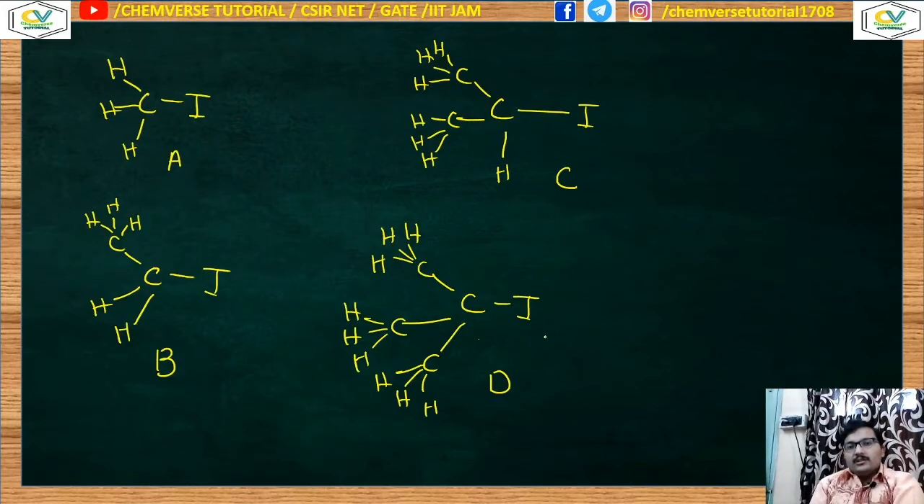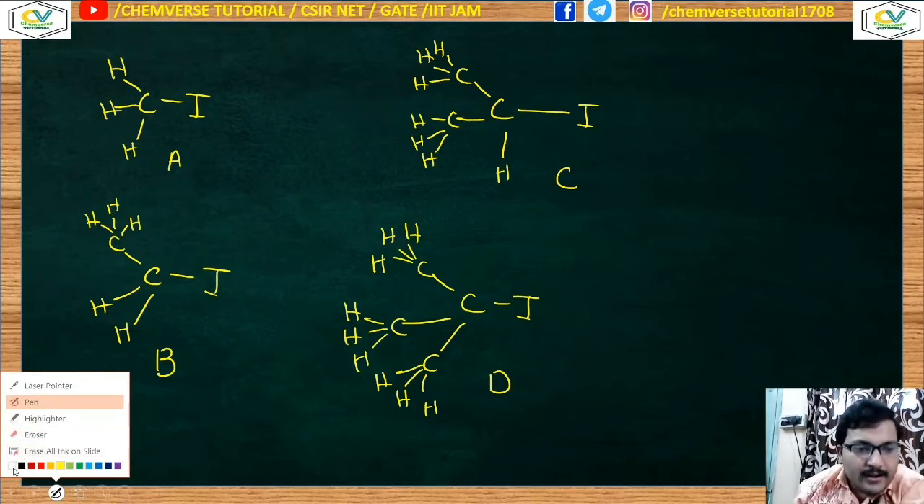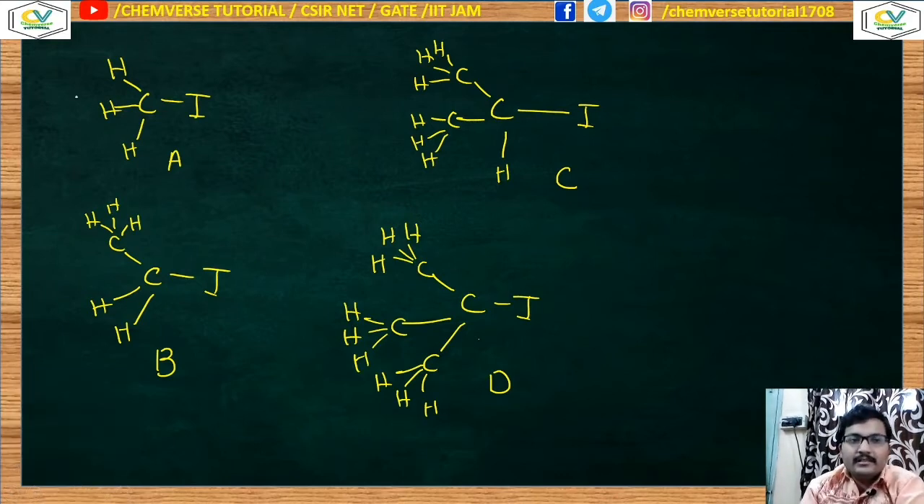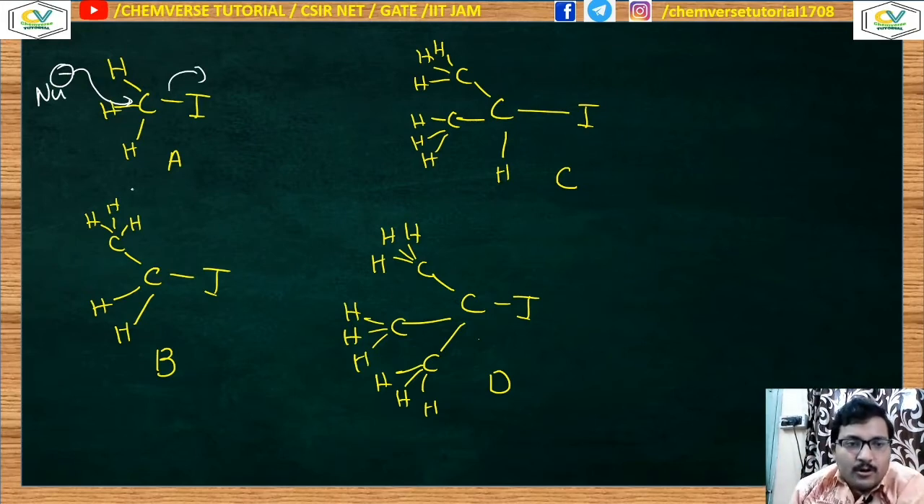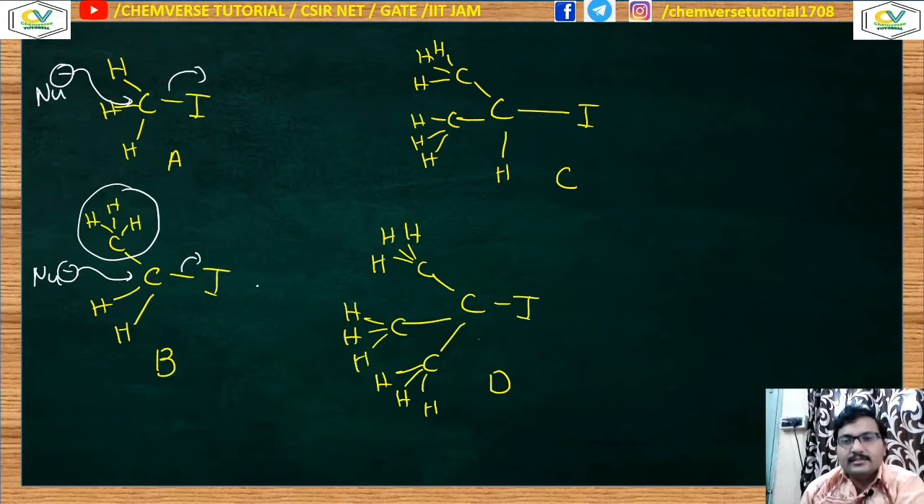Okay, when you draw the compounds in this way, the answer is very simple. When the nucleophile attacks from the back side for A, it is a very simple attack because there are no bulky groups present on the back side. For B, although there is one methyl group, which is to some extent bulkier than hydrogen, this kind of backside attack is still feasible.